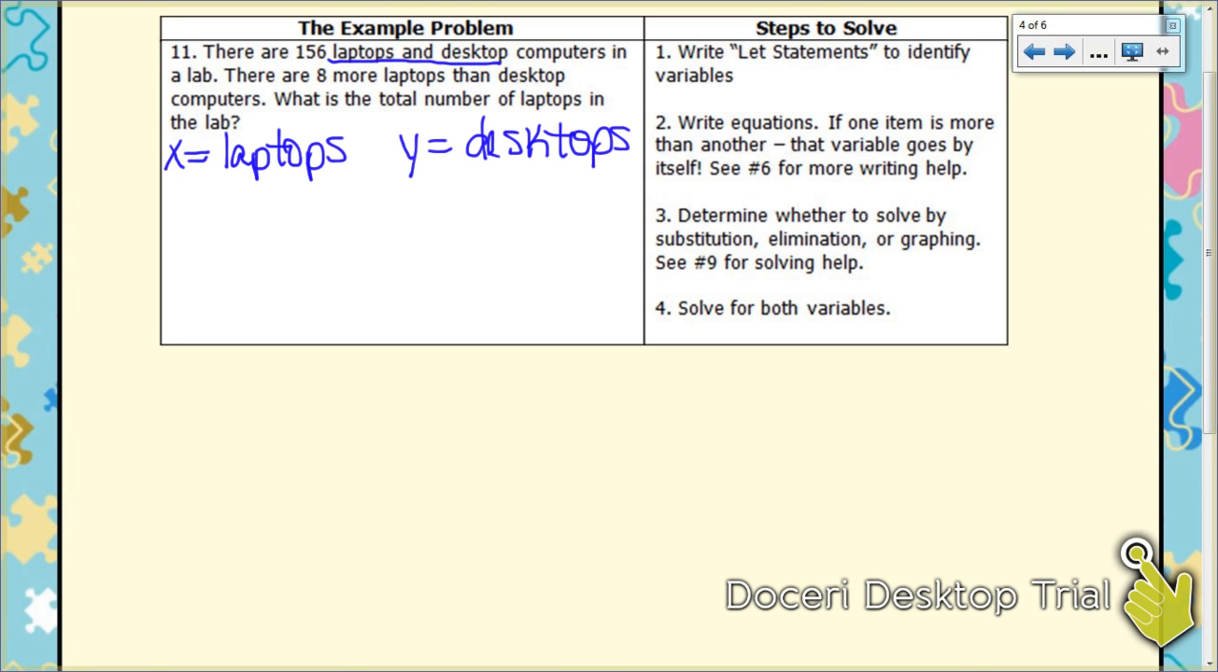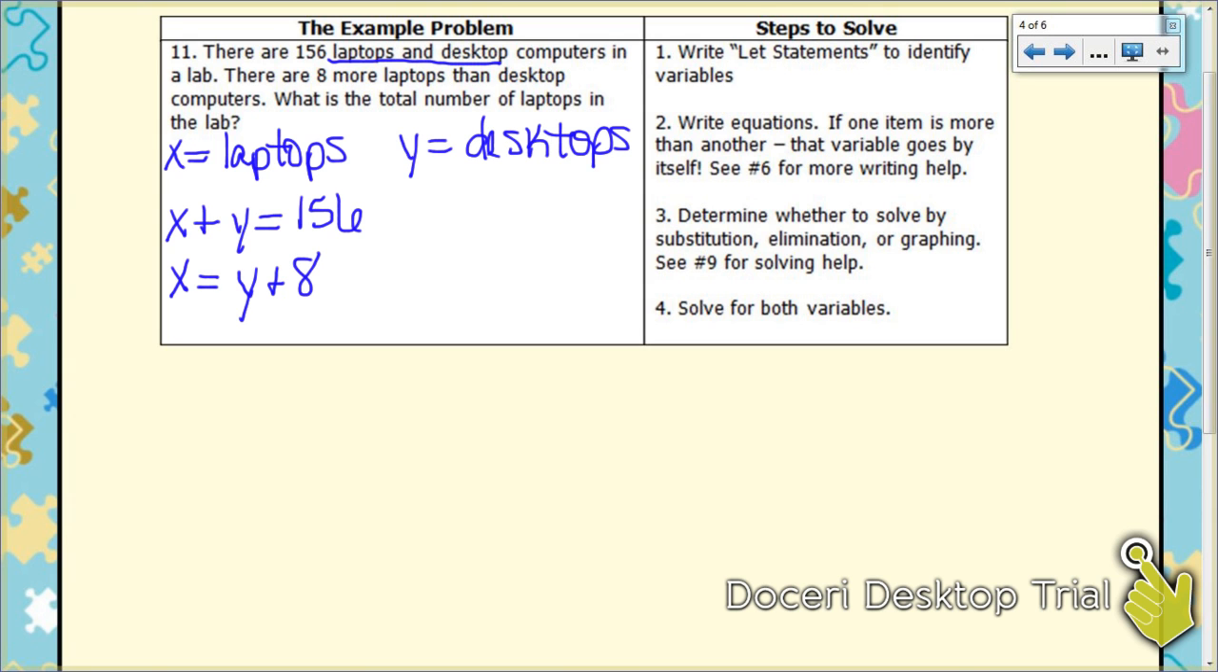So now we've got to write our equations, and it says that if one item is more than another, then that variable is going to go all by itself. So the very first thing we know is that there's 156 laptops and desktops. Well, if it's laptops and desktops, that means when I put them together, laptops plus desktops is 156. And so then, my other equation, I know that there are 8 more laptops than desktops. Well, if I have 8 more laptops, then laptops goes by itself, and I add 8 to the number of desktops, so it becomes x equals y plus 8.